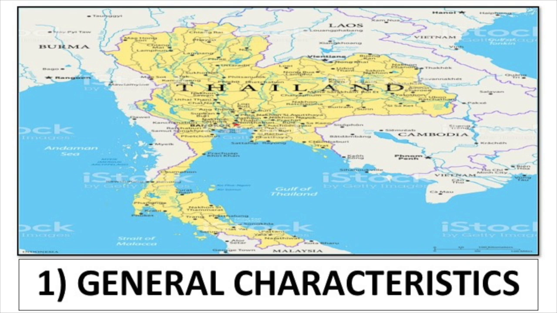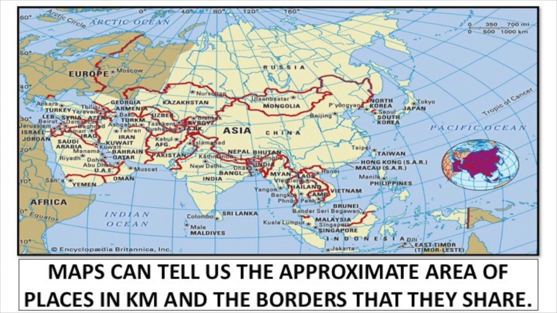So by looking at the map, we can see that we're near Laos, Burma, and even China. So one thing a map tells us is where we are and where the closest places are, the borders of other countries. And here we have a scale that tells us the area, the size of each place. Maps can tell us the approximate area of places in kilometers and the borders that they share.